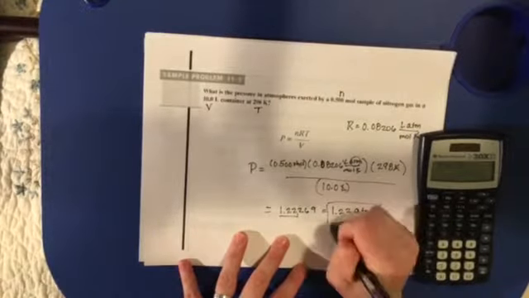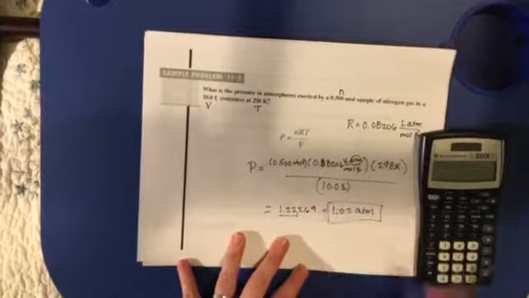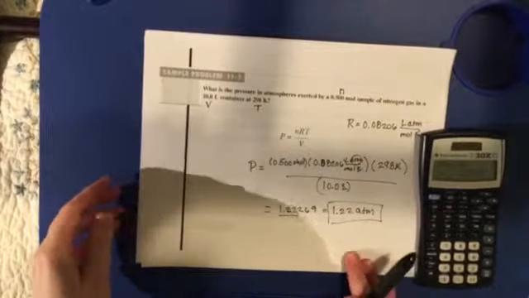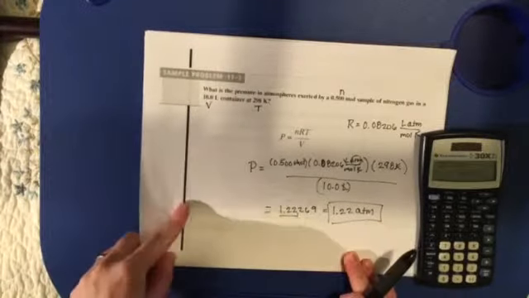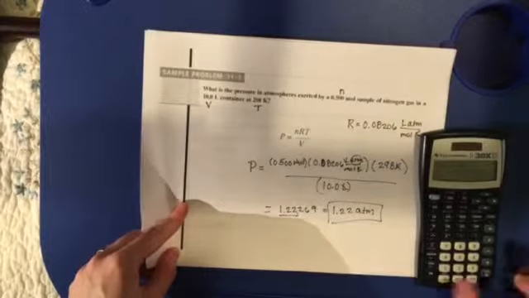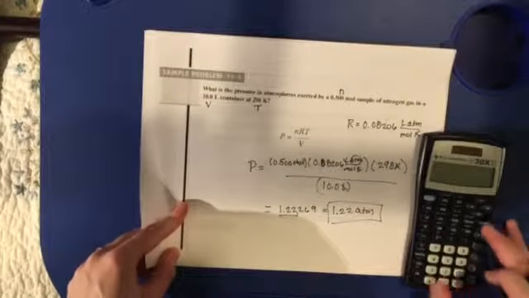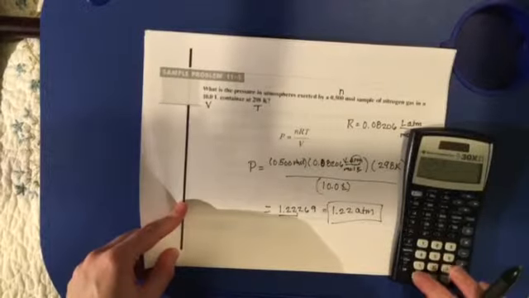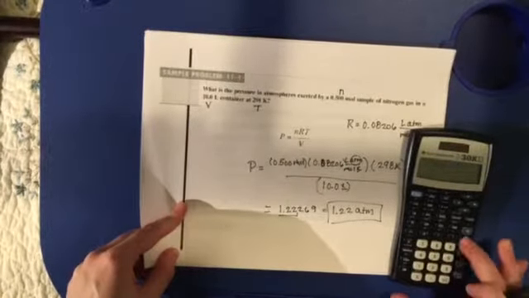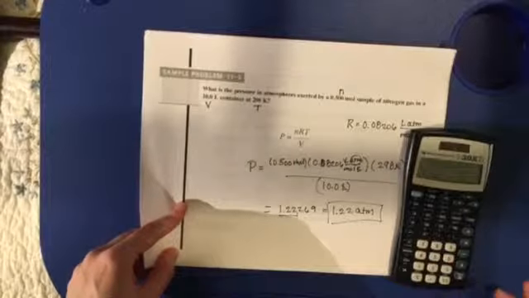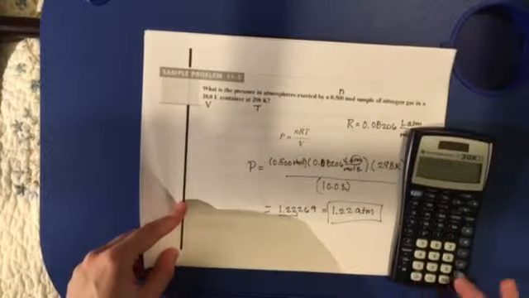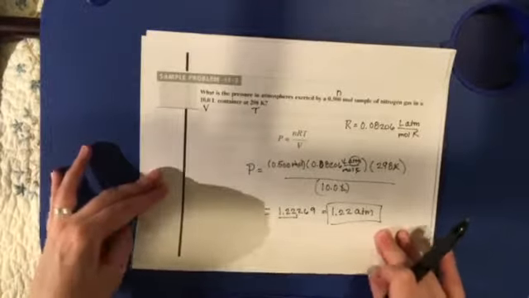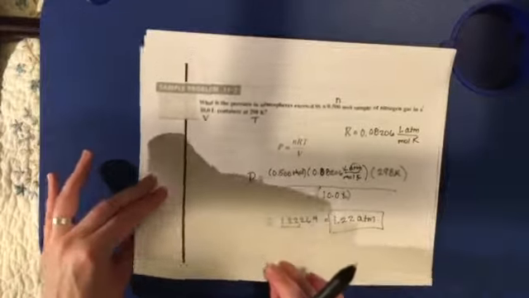Atmosphere is my unit. So you want to make sure you're showing all the units cancel when you're doing this problem. This will help you make sure that you're doing it correctly. So I'm just going to redo this real quick to make sure I'm not giving any of you the wrong answers. If you ever see me do something with the wrong answer, just send me an email and I will correct it.